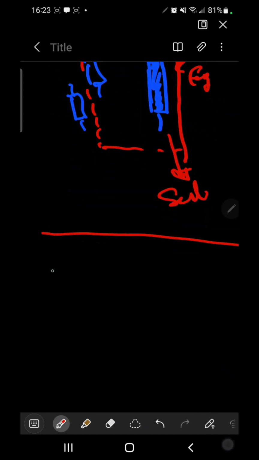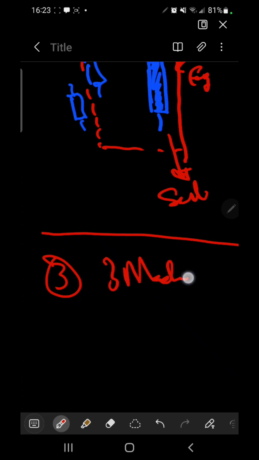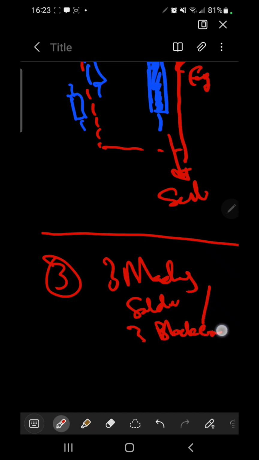Okay, and then lastly we look at the third major price action pattern formation, which is called the three marching soldiers or the three black crows. Okay, so now we're going to start off with the three marching soldiers or the three white soldiers.